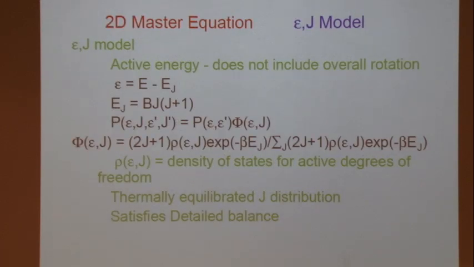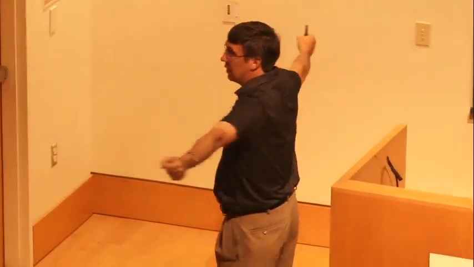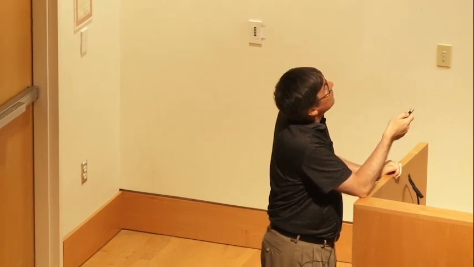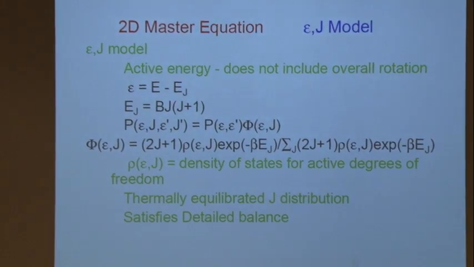Another model says the angular momentum is conserved. That means that the energy that's associated with the molecule rotating around is not available to help break the molecule apart, because I have to conserve that energy. So I say some of my energy is no longer available to do anything else. It's only available to rotate. And so then I have a different energy, epsilon. That's my total energy minus the amount that's tied up in rotation.